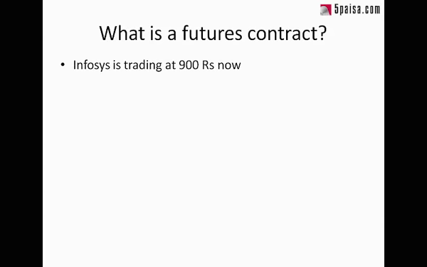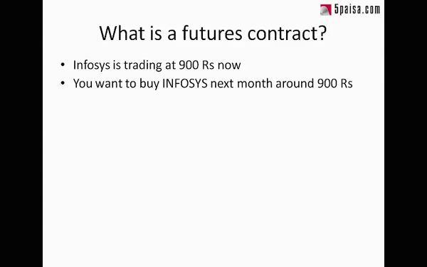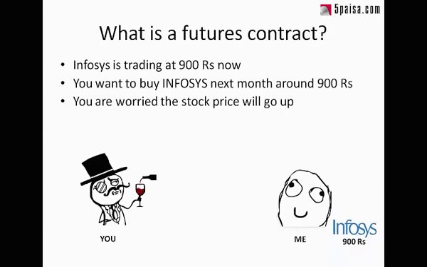So let's take an example. INFOSYS is trading at 900 rupees right now. You want to buy the stock next month, say on the 30th day, around 900 rupees. As a prospective buyer of the stock, you are worried that the stock price will go up. So you want to protect yourself from this happening.